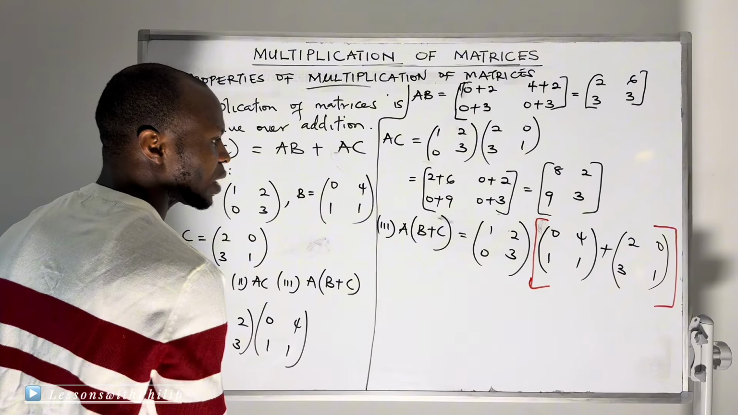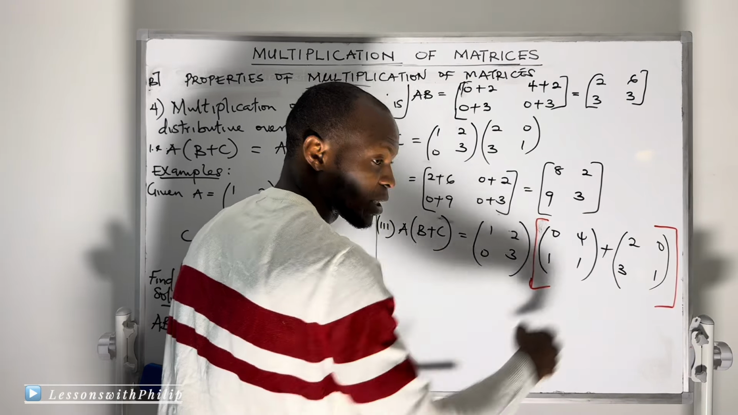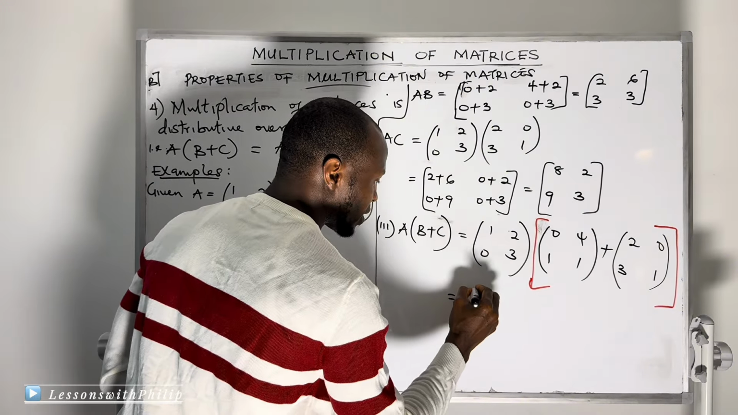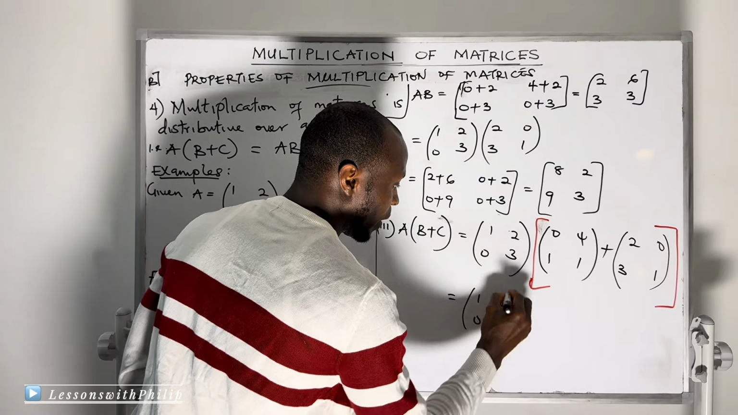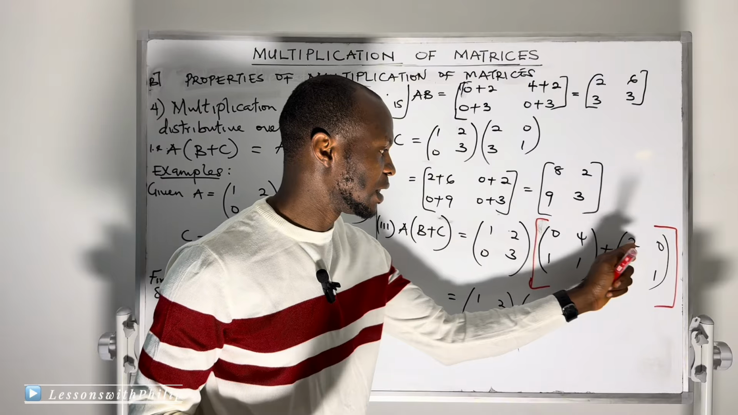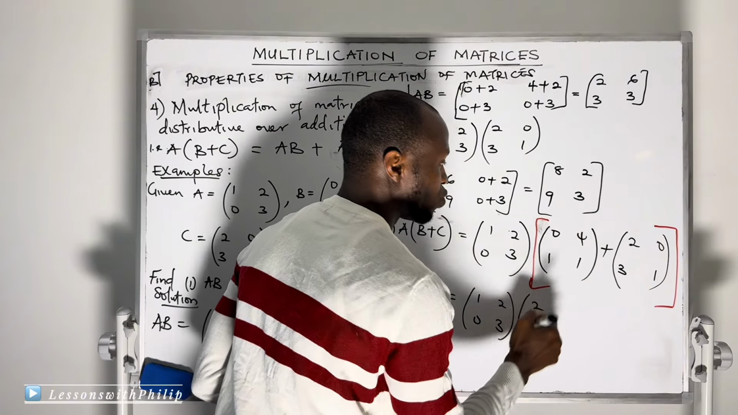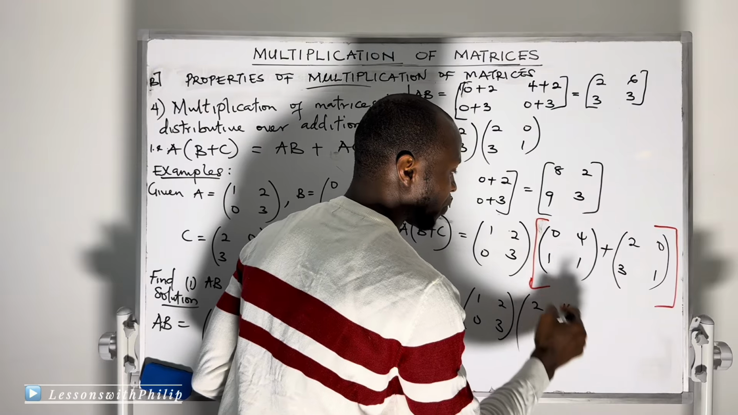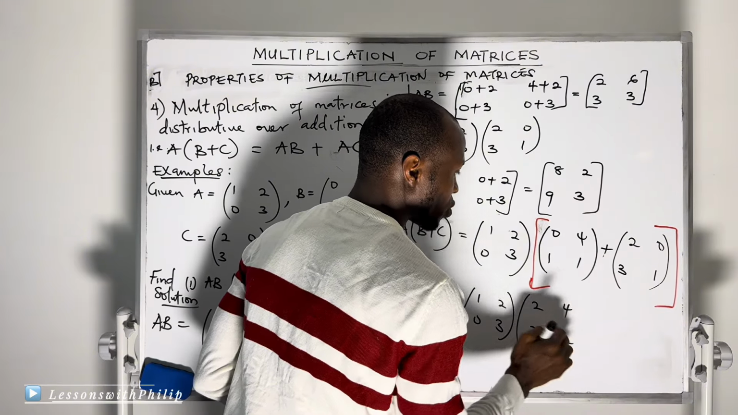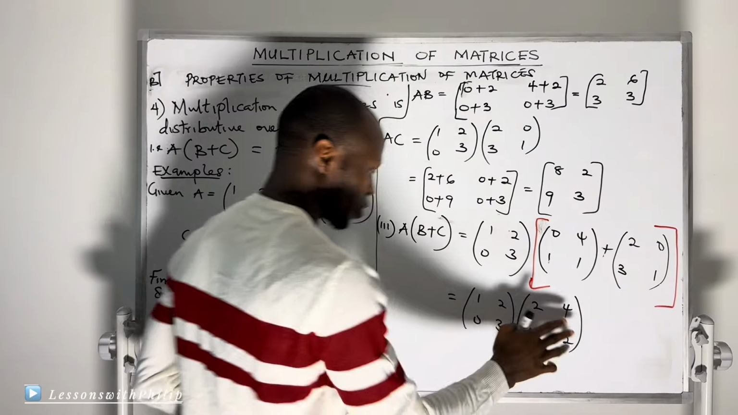All right. Now don't forget these 2 brackets. This matrix I've specified with this red pen is addition, so I need to solve that first. So that will equal matrix 1, 2, 0, 3 multiplied by, for addition, you add the corresponding elements. So 0 plus 2 will give me 2. 4 plus 0 will give me 4. 1 plus 3 will give me 4. 1 plus 1 will give me 2. All right, so this will give me this.